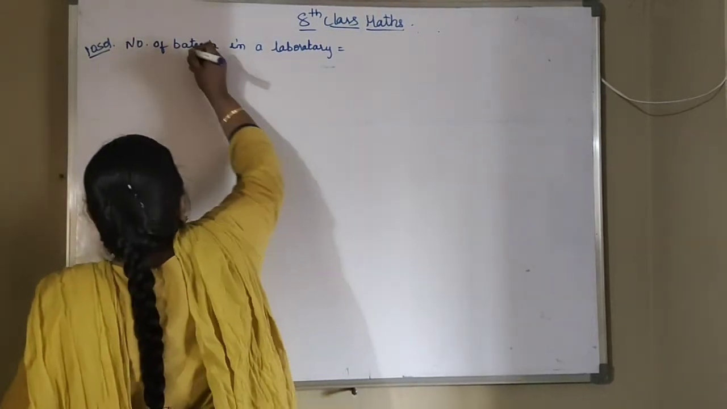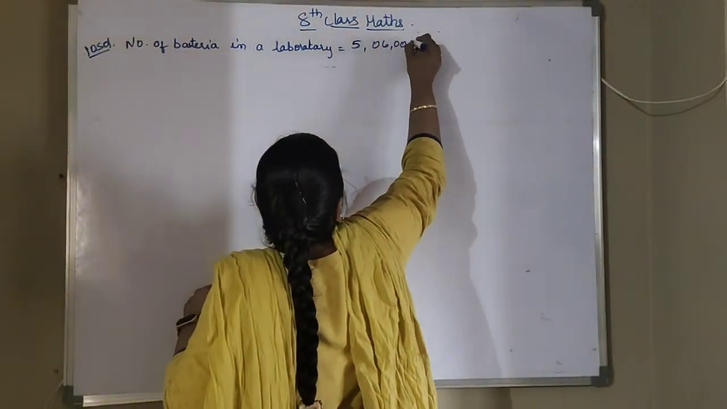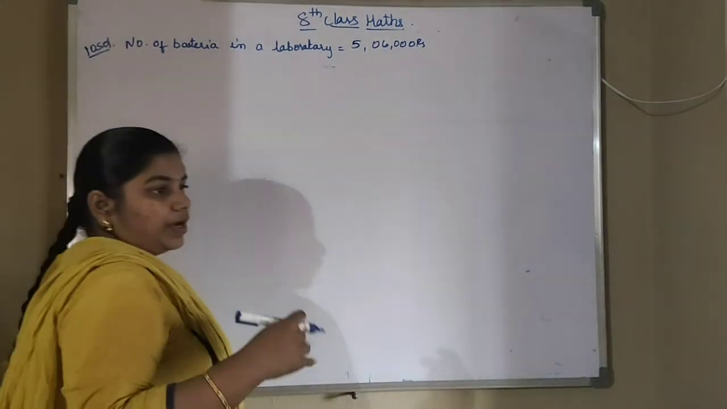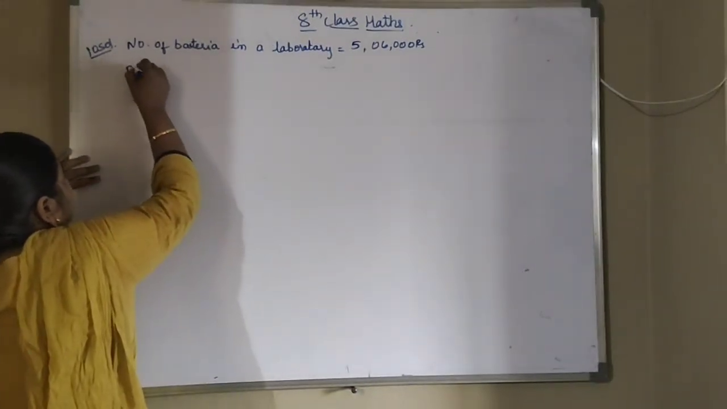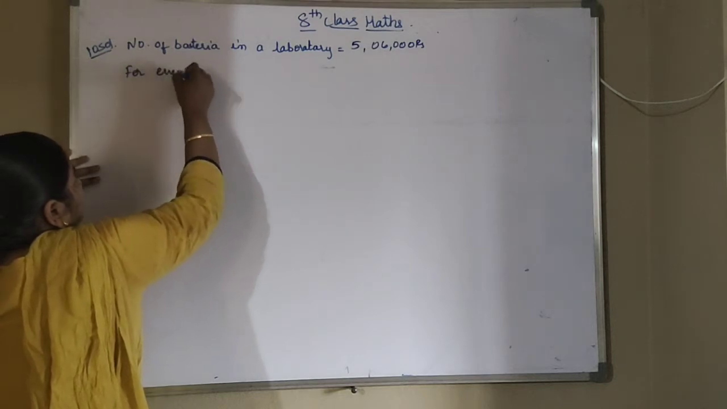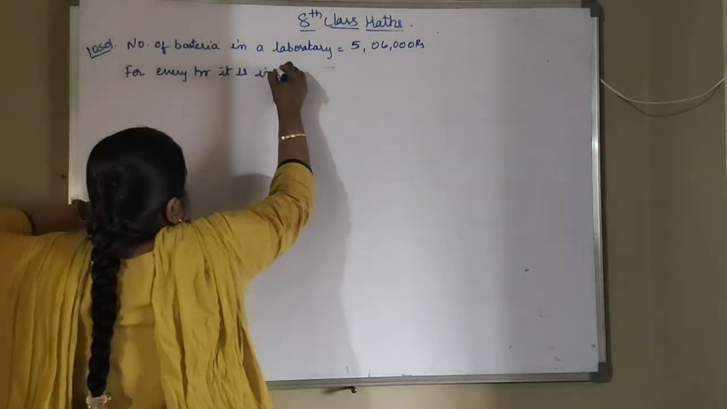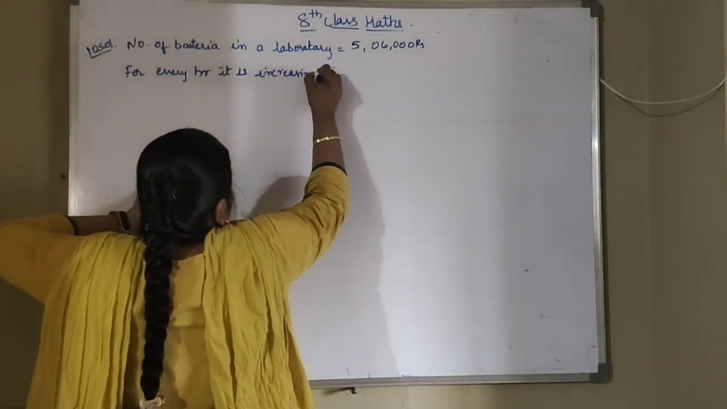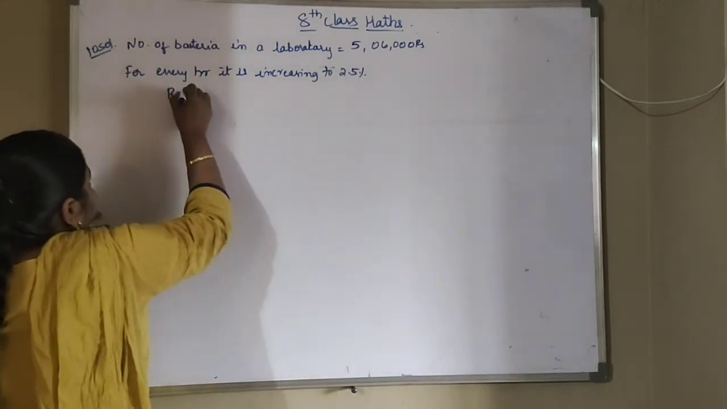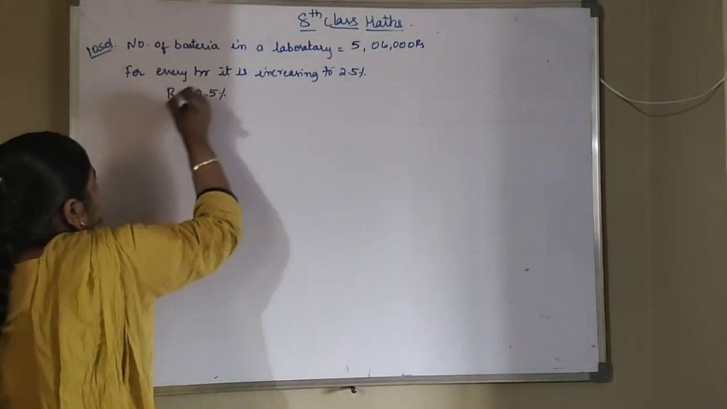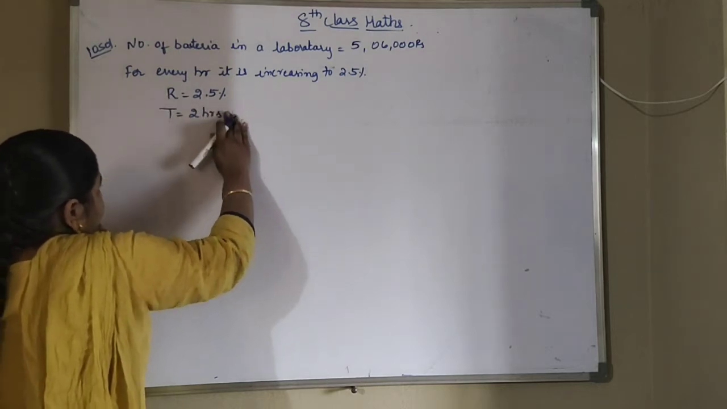Okay, so what is that? The bacteria count is 5,06,000, and every 1 hour it is increasing by 2.5%. So for every hour it is increasing by 2.5%, that means the rate will be 2.5%. And for how much time do we have to find? We have to find for 2 hours.